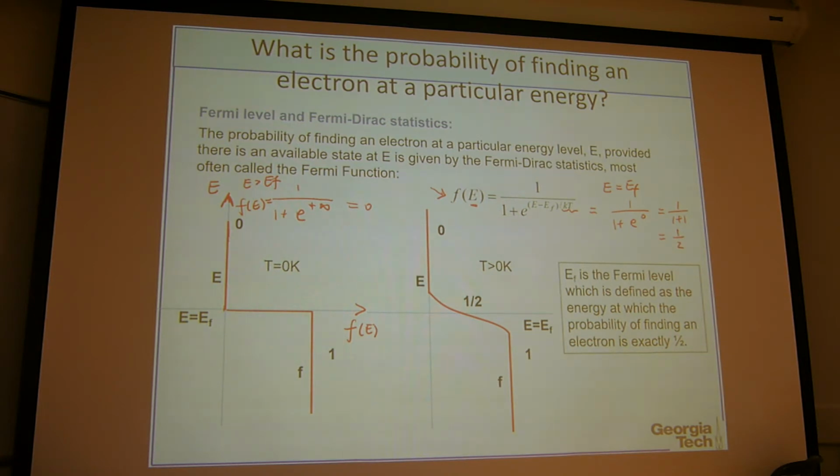Remember, the Fermi function is a probability. So probability 0 means the electrons will not be there. You will not find the electrons there. Electrons cannot be above the EF.